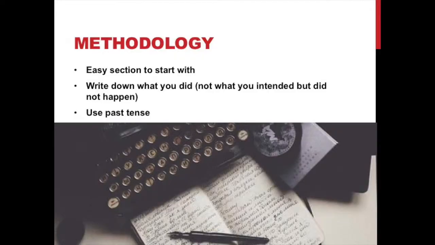Once you have your main message for your paper or your article clear, you don't start with the introduction. You go straight to the methodology to describe what you have done. This is because it's an easy section to start with. It's easy to write down what you did. Of course, not what you intended to do and did not happen. So don't copy-paste this section from your final plan. So write down what you actually did and use the past tense for this section.